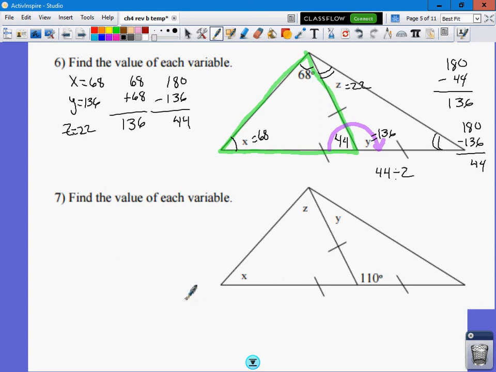I'm going to come over, do the same thing for number 7. This time they gave me information on the right side first. So I'm going to look at this triangle first. There's 180 degrees in a triangle. I've used up 110 of them. There is 70 left. Because this is isosceles, the two base angles of this isosceles triangle would be congruent. So I'm going to take that 70 and divide it by 2. So y is 35.